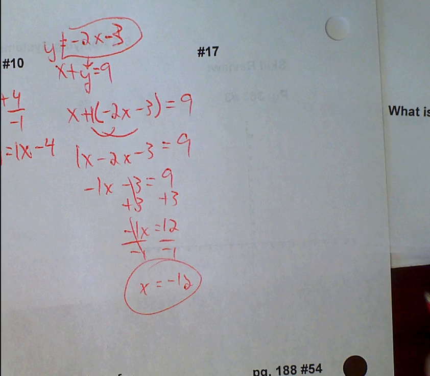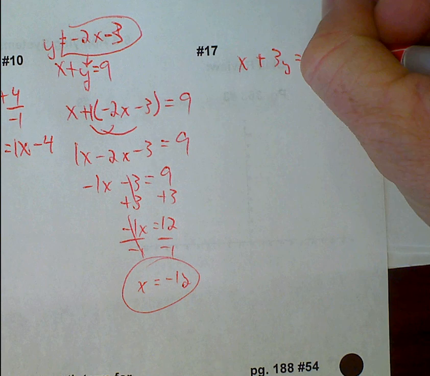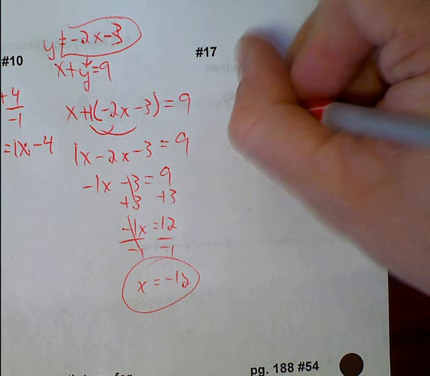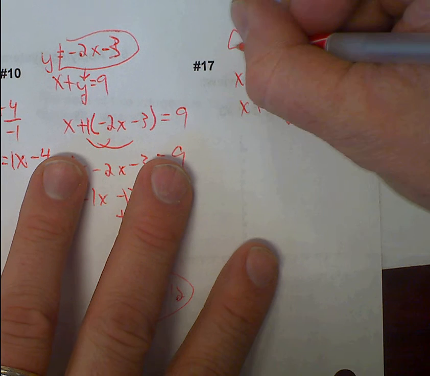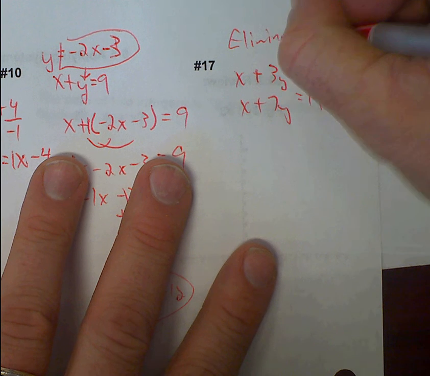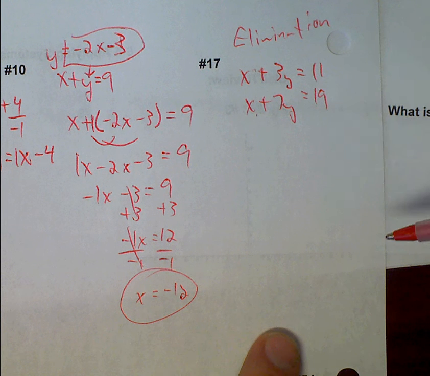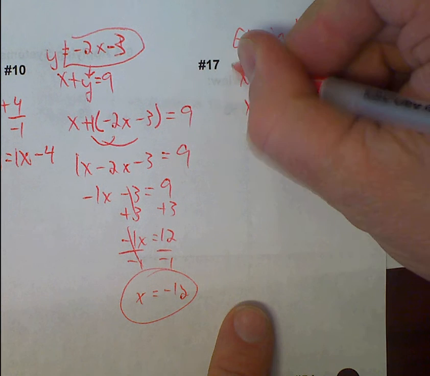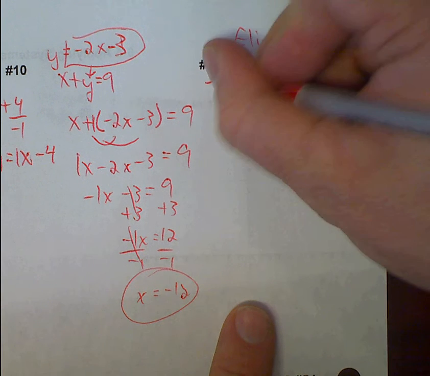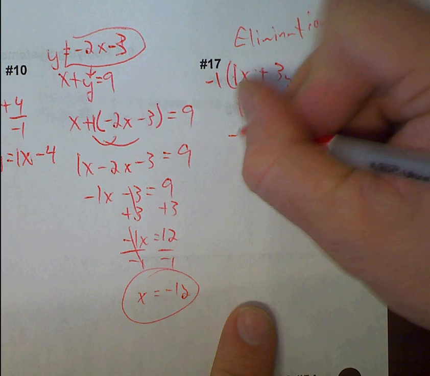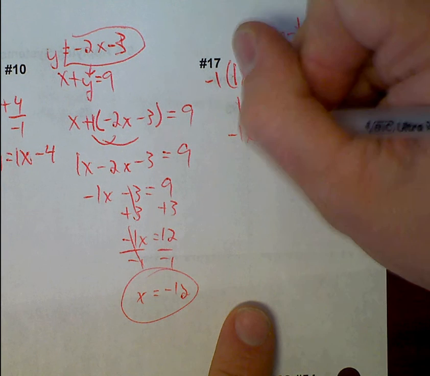Number 17. X plus 3y equals 11. X plus 7y equals 19. They want us to use elimination. In order to eliminate, my variables need to be on top and my numbers. So this is already set up. But this is positive 1 and this is positive 1. So I'm going to go ahead and multiply this by negative 1 to get the opposite. Negative 1x minus 3y equals negative 11. My x's can eliminate.